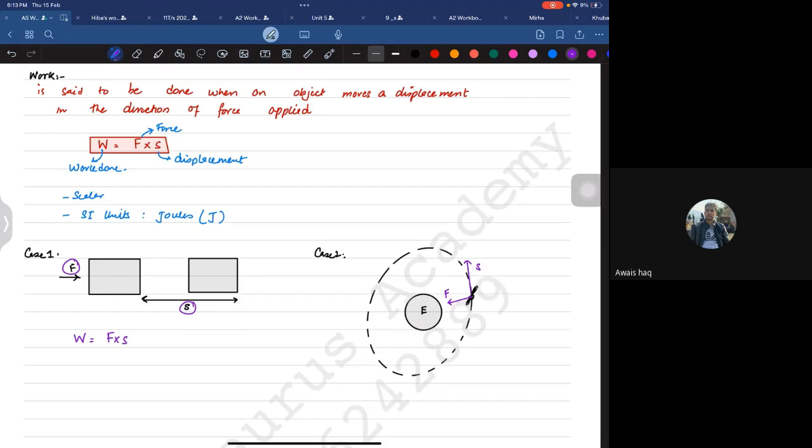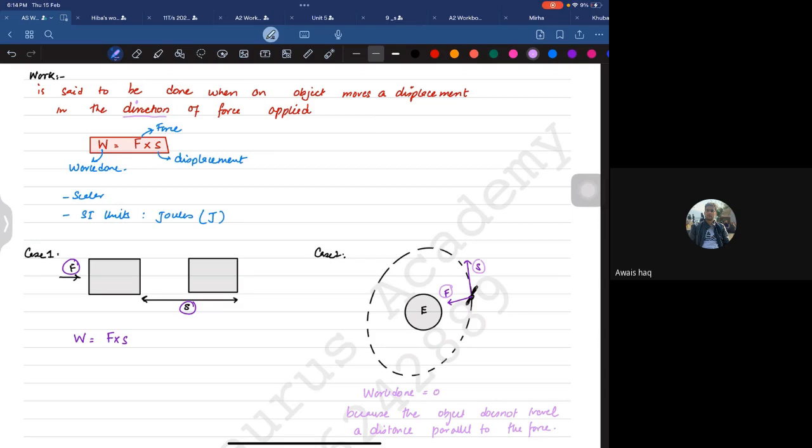What is the condition for work to happen, kids? It is said to be done when an object moves the displacement in the direction of the force. Is the force and the direction of displacement the same? Yes, Hajra, excellent answer. That is correct. Work done in this one is 0. And the reason is because the object does not travel a displacement parallel to the force.